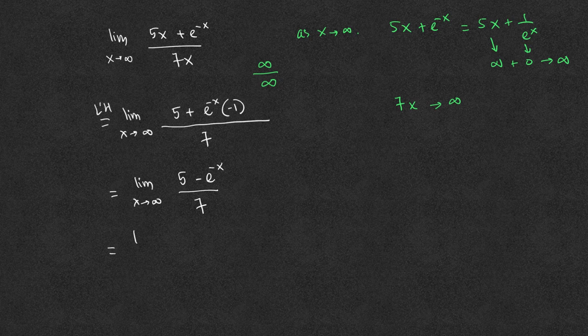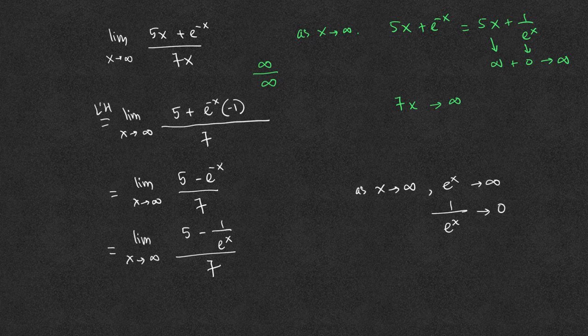To find the limit, we need to rewrite the expression without negative power. This is (5 - 1 over e^x) over 7. As x goes to infinity, e^x goes to infinity, so 1 over e^x would go to 0. We see that this term in the numerator goes to 0. And so the answer is (5 - 0) over 7, or simply 5/7.